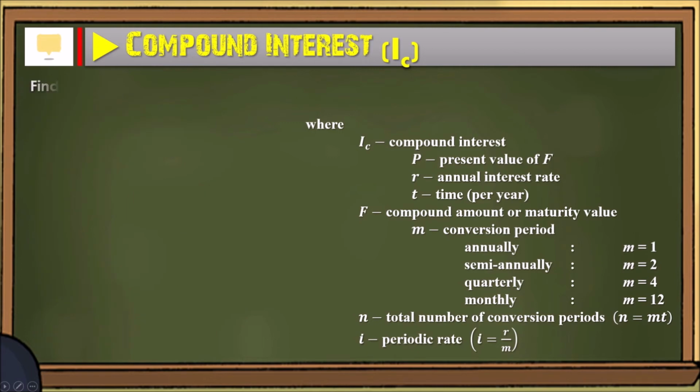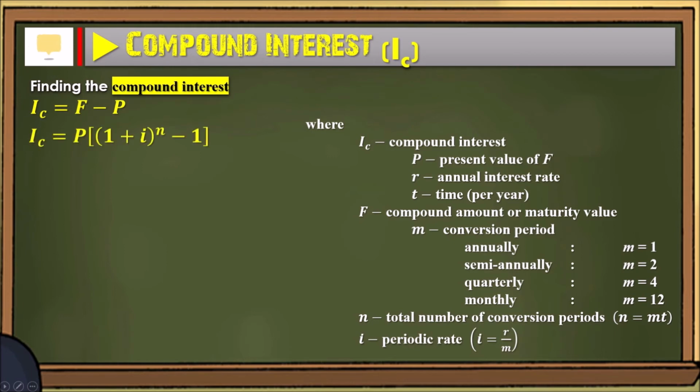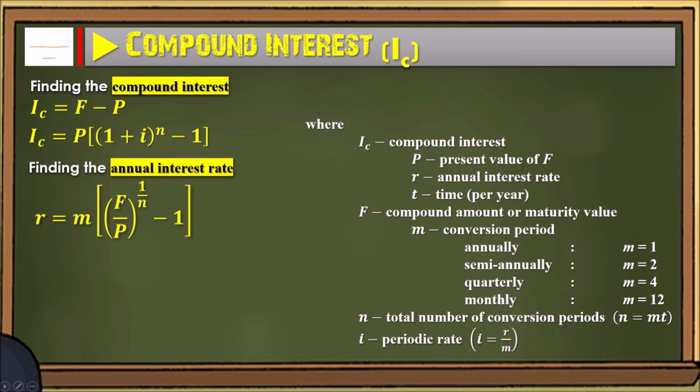For finding the compound interest, it is equal to the difference of future value and present value of F. For finding the annual interest rate, it is equal to the product of conversion period and the parentheses of the quotient of future value over present value of F, that is raised to 1 over the total number of conversion periods, minus 1.